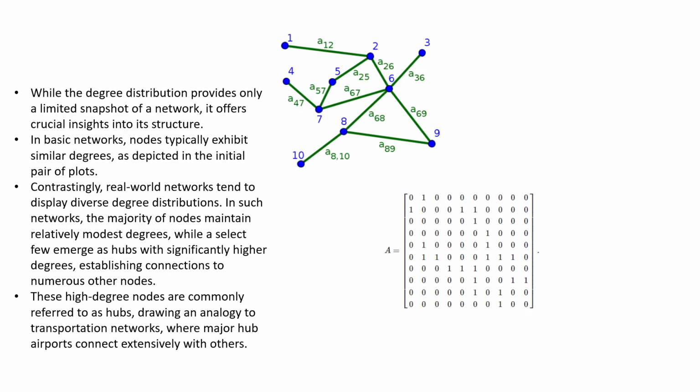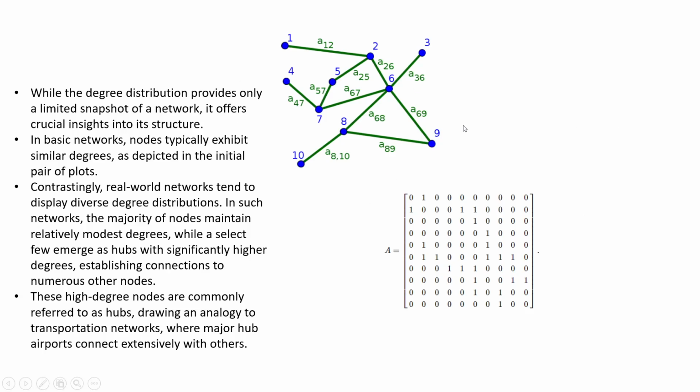These high degree nodes are commonly known as hubs, drawing an analogy to transportation networks, where major hubs are the major points at which different transportation connections meet. A similar concept is applied in graph theory as well.